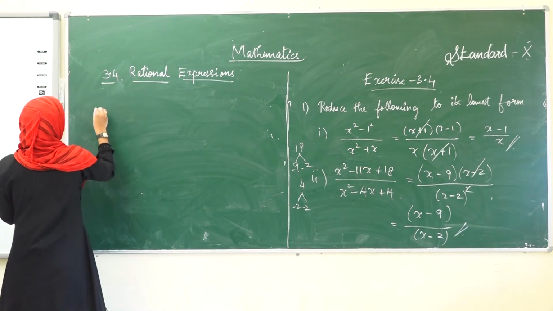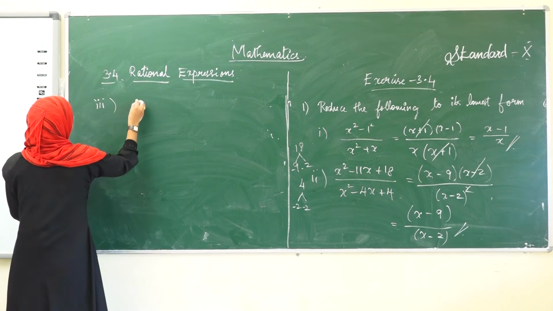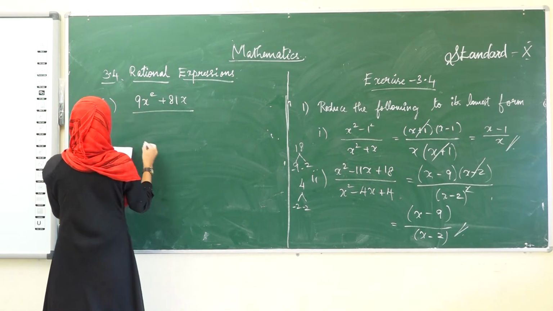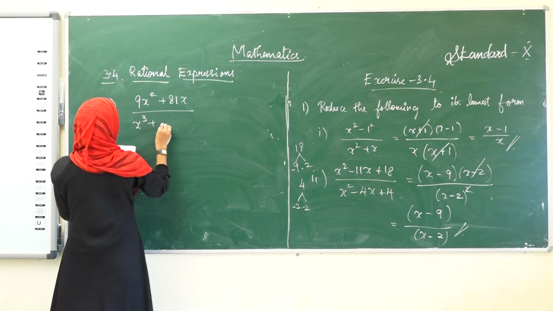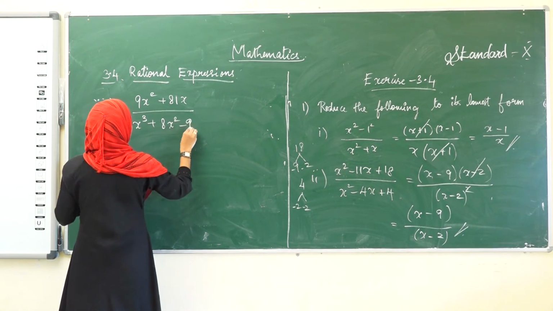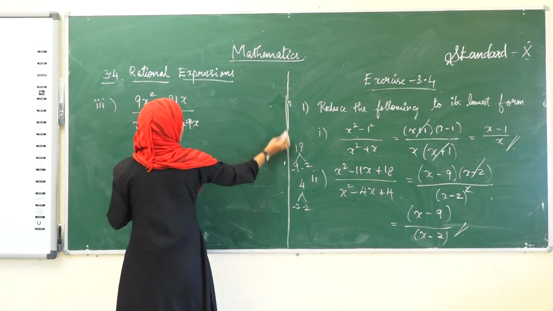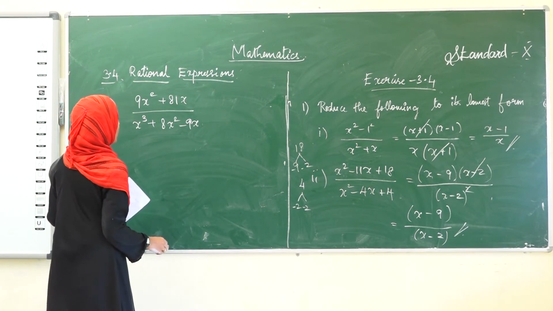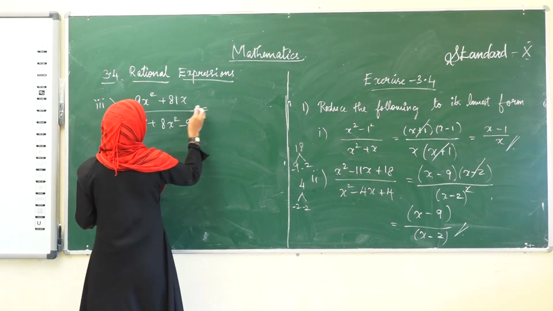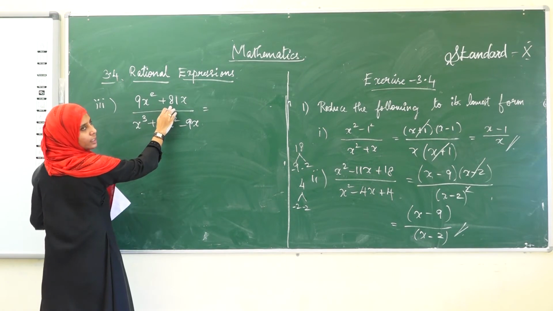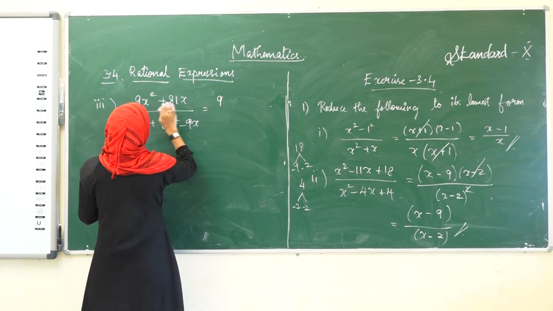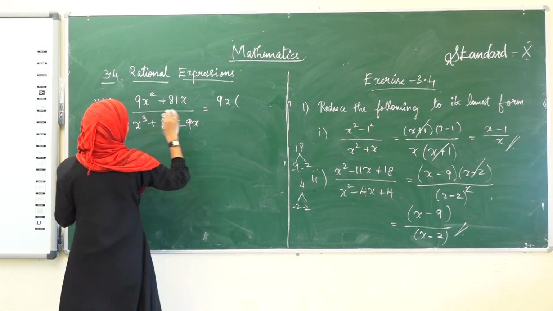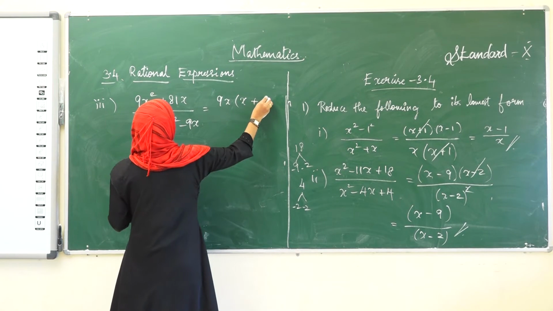Consider this third subdivision. What they have given in the third subdivision? 9x square plus 81x. This whole is divided by x cube plus 8x square minus 9x. Okay. What we are going to do? We are going to factorize both numerator and denominator. In this we have 9 and x as common. We can take 9 outside. And we have x in both the terms. Therefore, we are taking x outside. The remaining terms will be x plus 9.